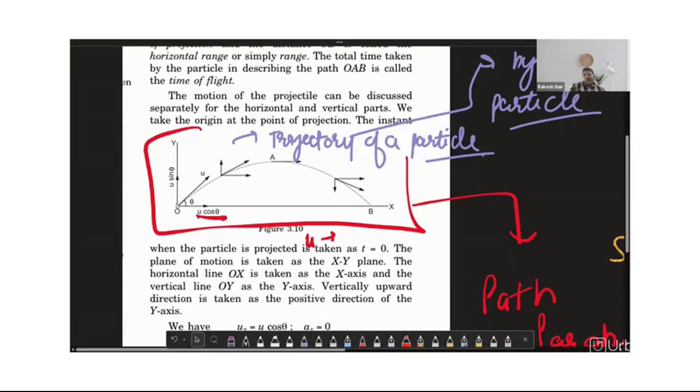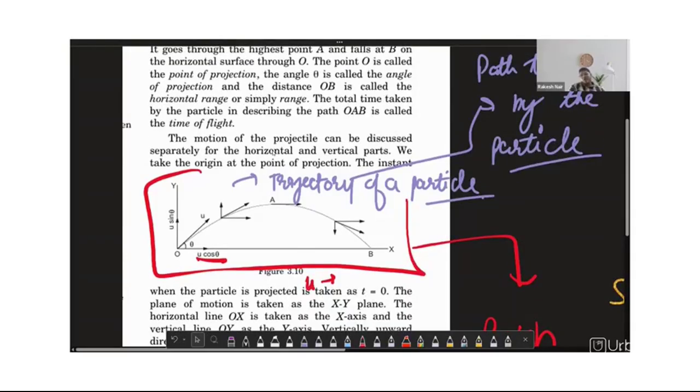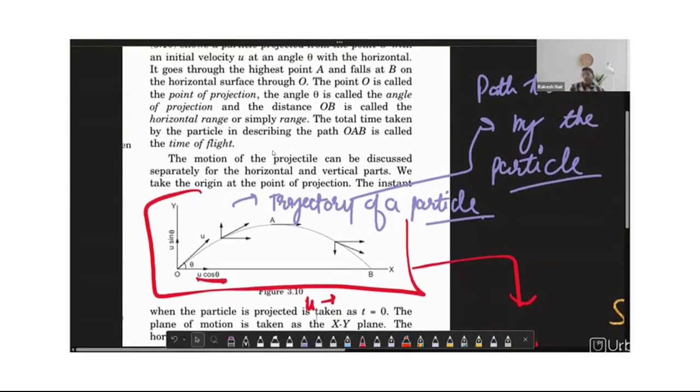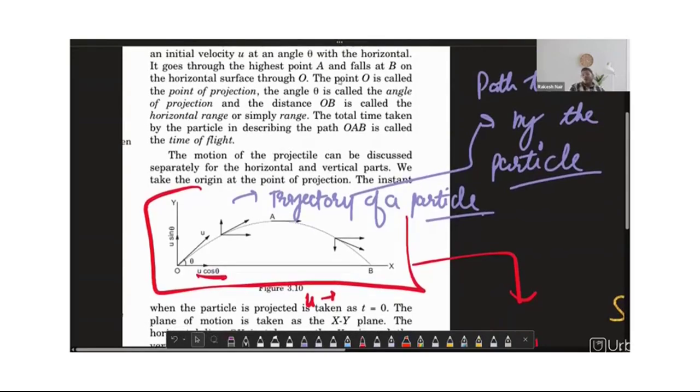The total time which a projectile takes in covering this entire path, from O to B, is known as the time of flight. And then there are certain relations between time of flight and range. The range is the path traversed by that projectile. The point O is called the point of projection. The angle theta is called the angle of projection. The distance OB, from O to B, is called the horizontal range.